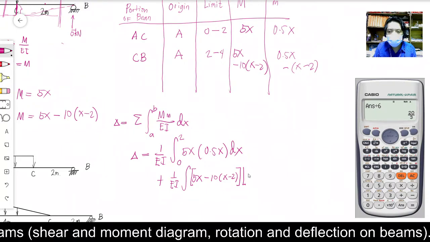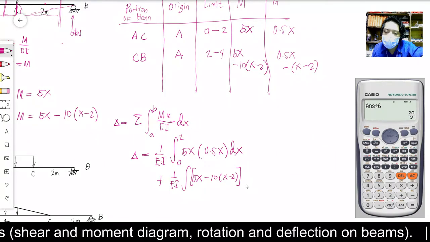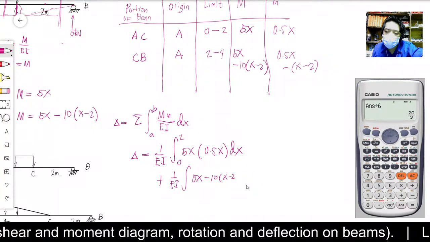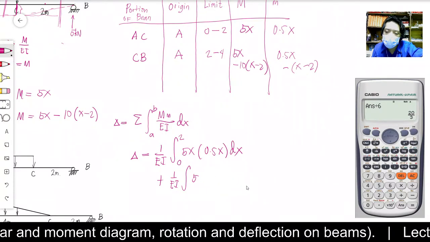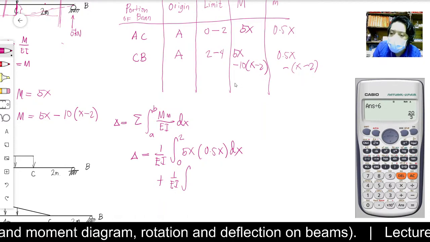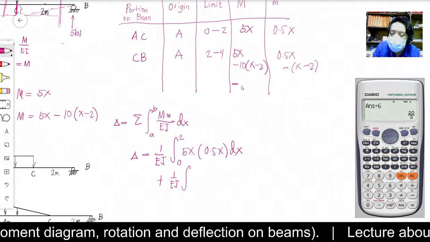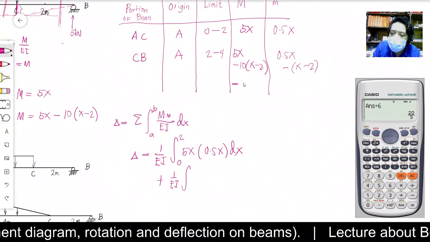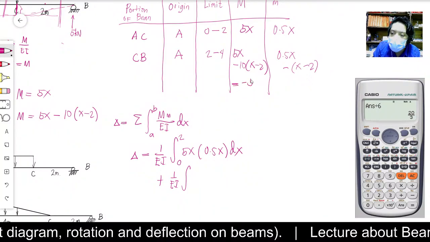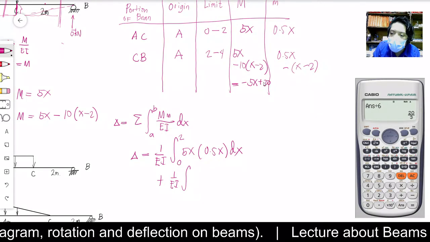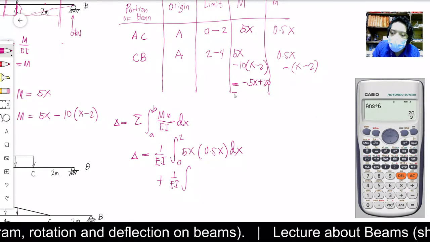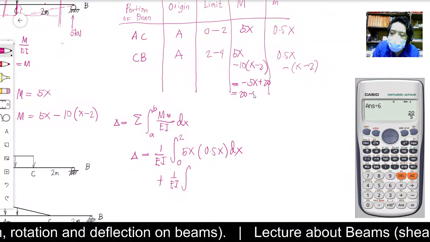Actually, pwede kasi natin i-simplify agad. Pwede kasi siya i-simplify. Let me erase again. Let me try to simplify this one. This is equal to 5x minus 10x, that is negative 5x plus 20, right? Or if I rewrite this one, this is 20 minus 5x.